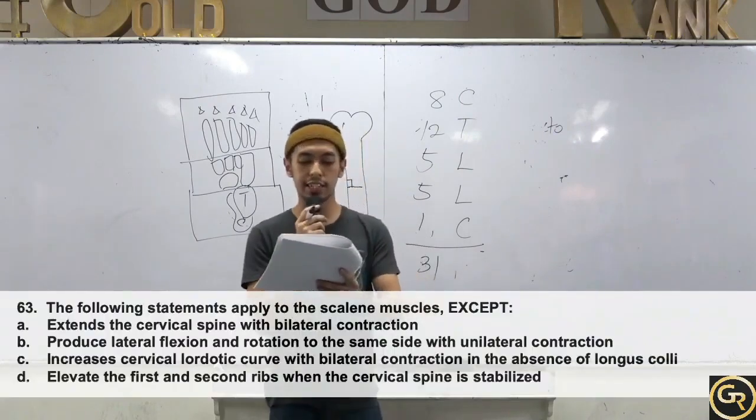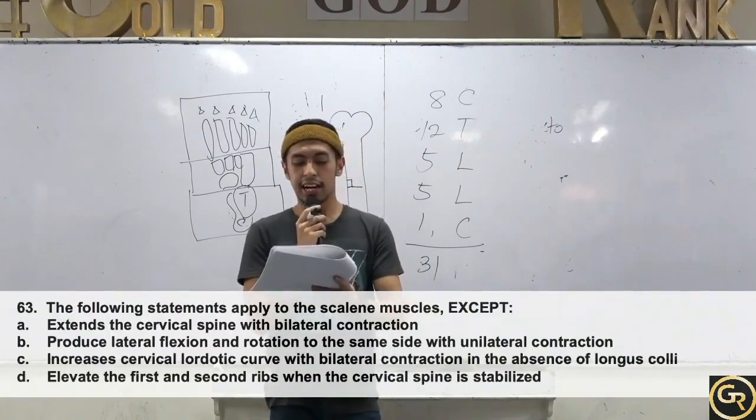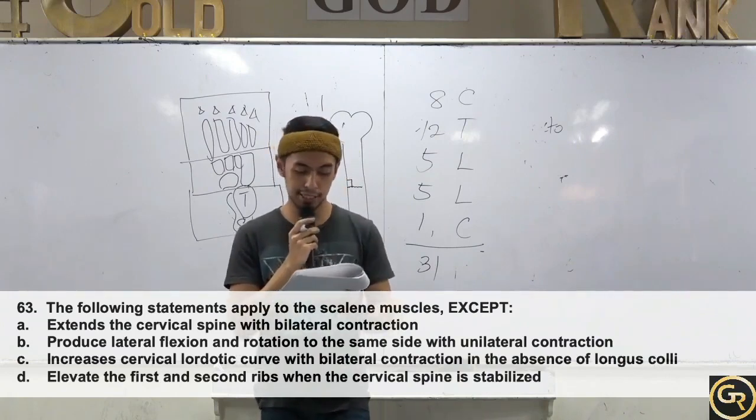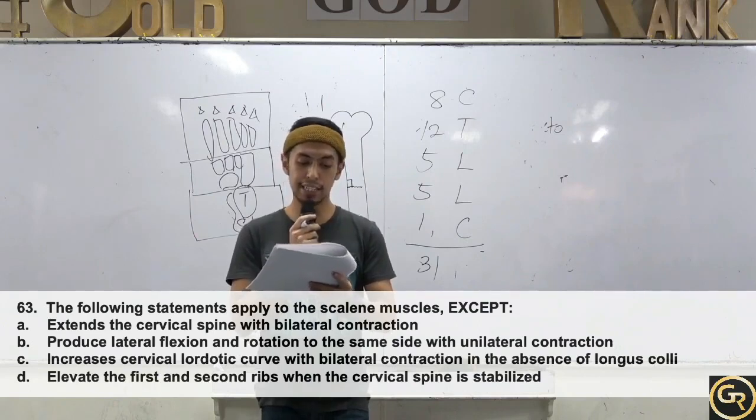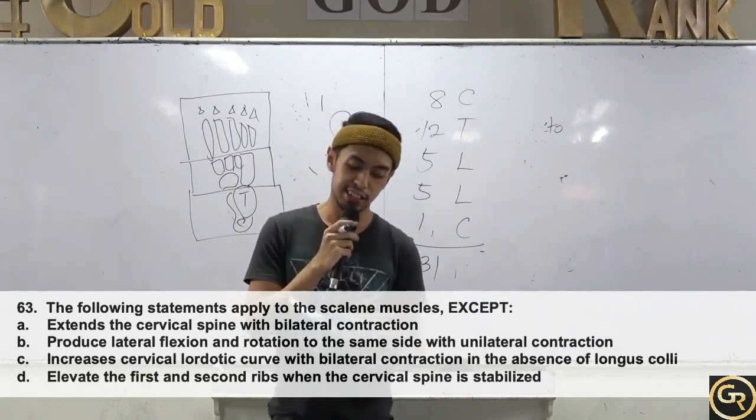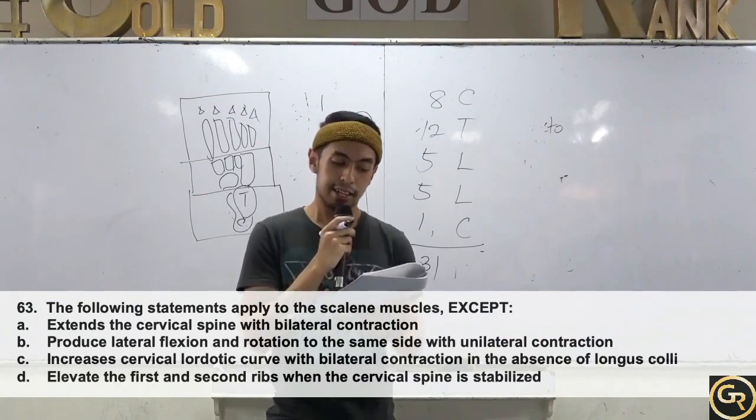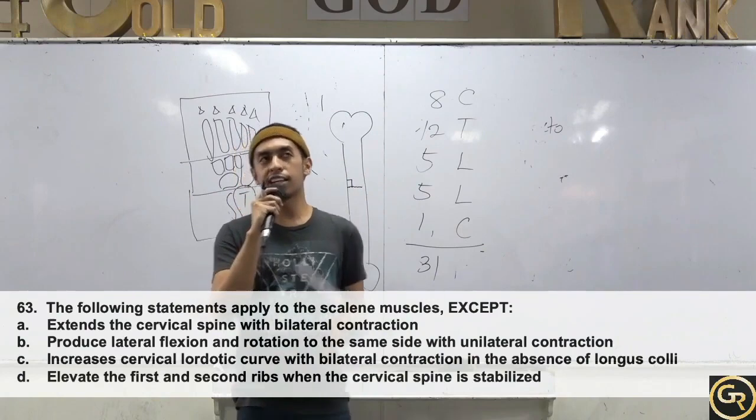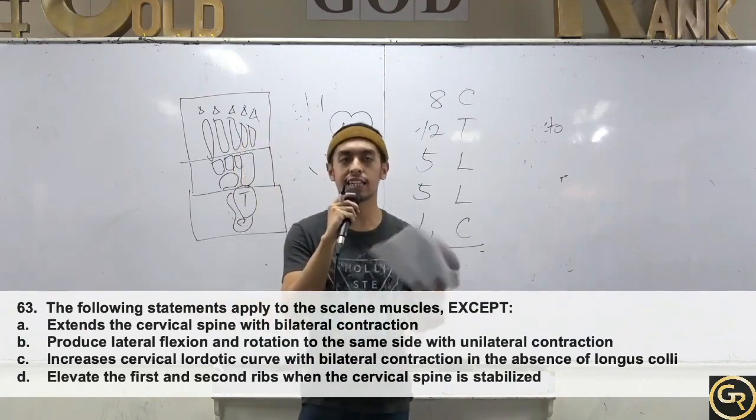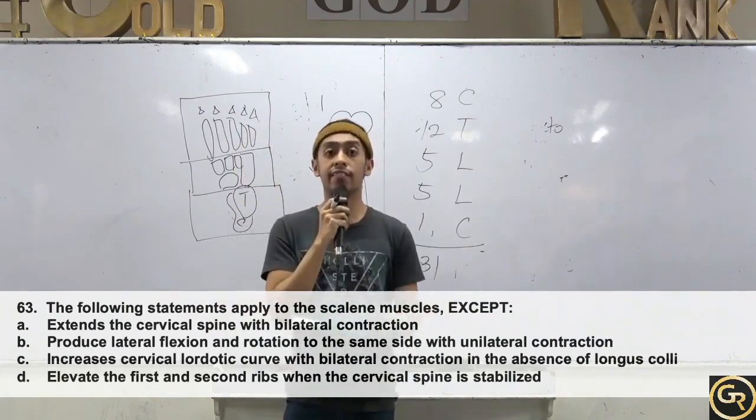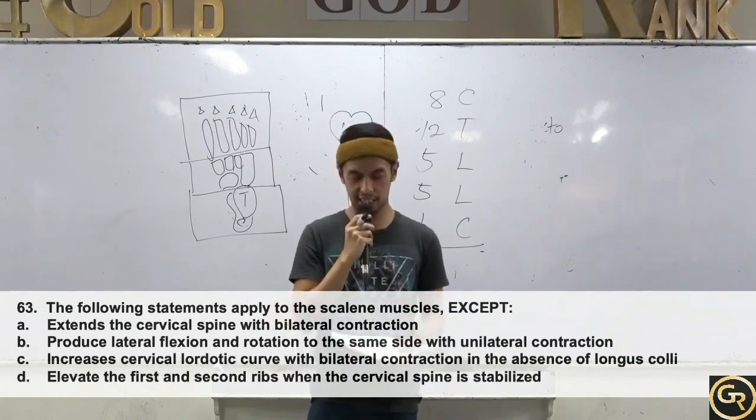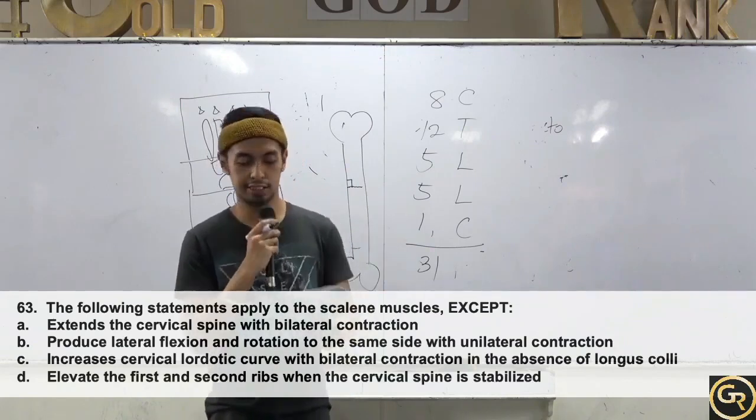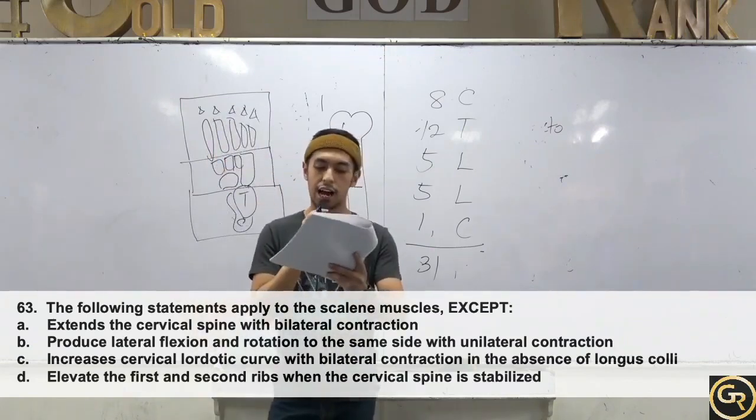63. The following statements apply to the scalene muscles except blank. Which of the options given is wrong? Based on your Brunnstrom, the answer here would be letter apple. Why? Extends the cervical spine with bilateral contraction. What is the action of the scalene muscles? If they contract bilaterally, it should be flexion of the neck. It shouldn't be extension. So for 63, letter apple.